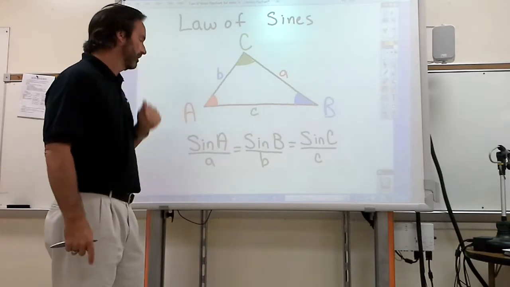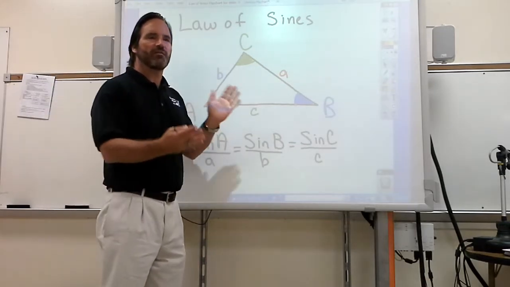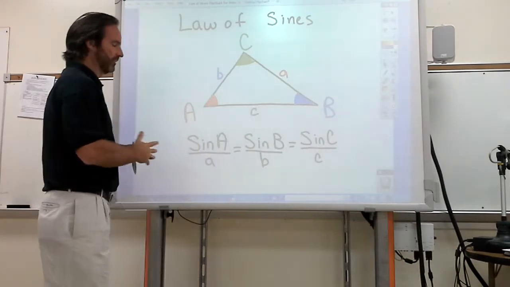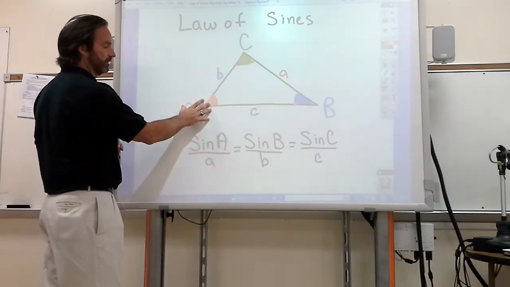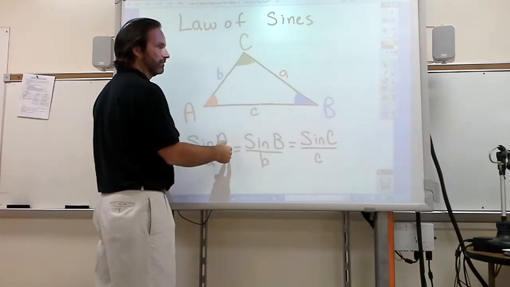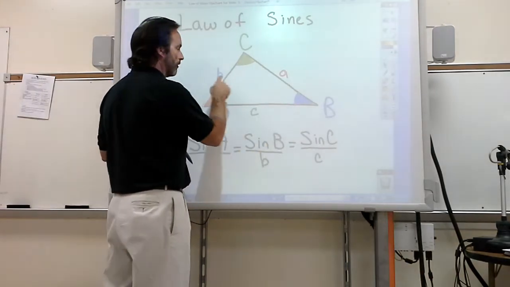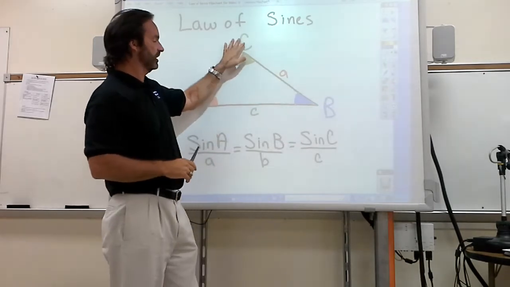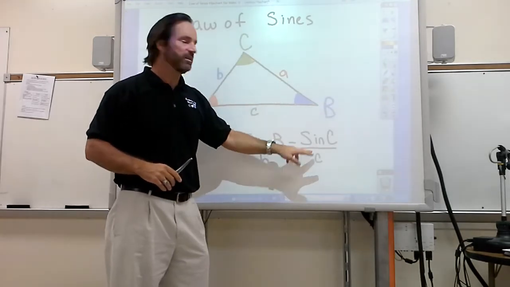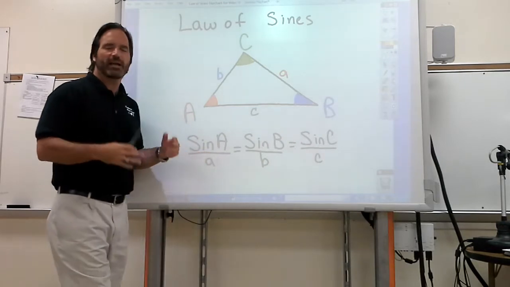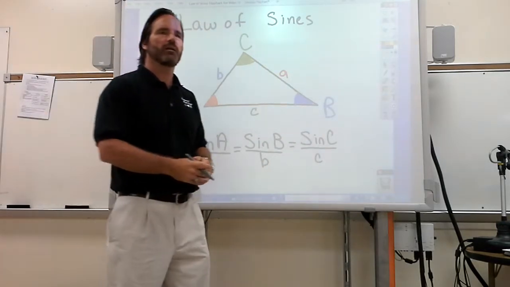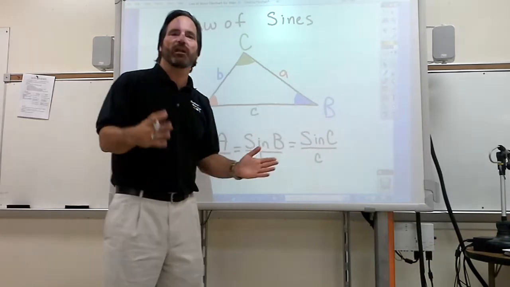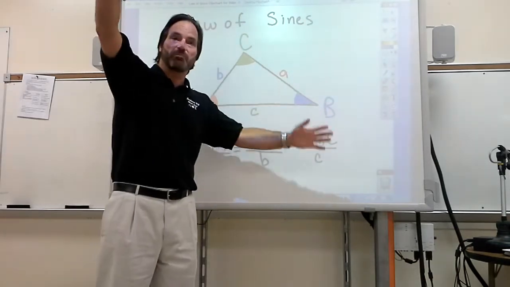All right? The ratio of the sine of an angle and its opposite side is equal. The sine of A over a equals the sine of angle B over its associated side, and that equals the sine of angle C divided by its associated side. These ratios are all equal, and it kind of makes sense, right? One angle and its side, that ratio should be related to another angle and its side, okay?